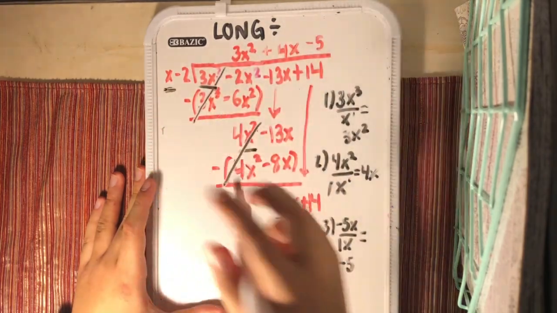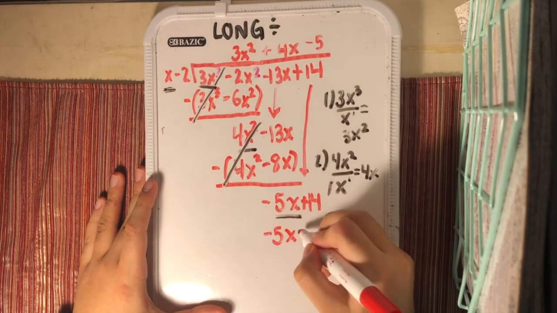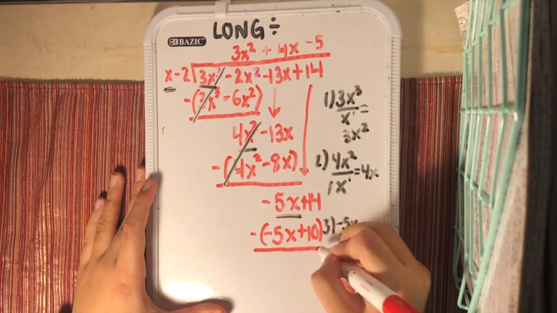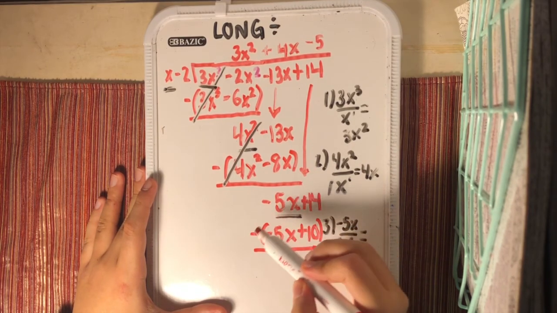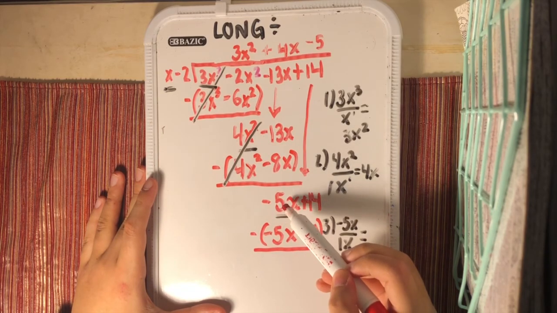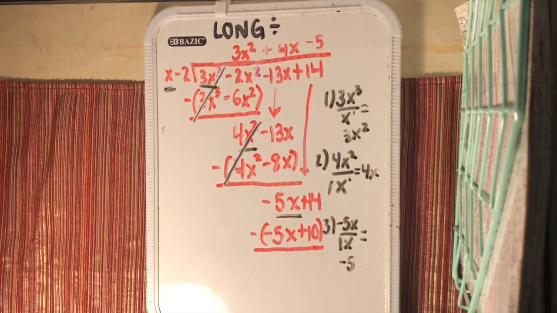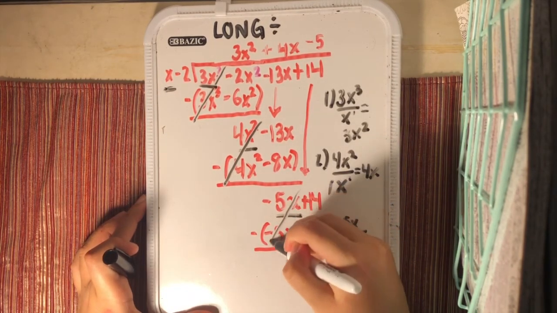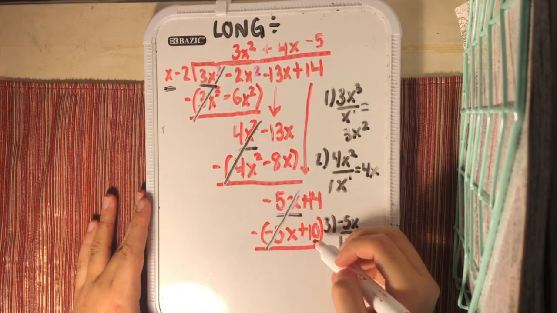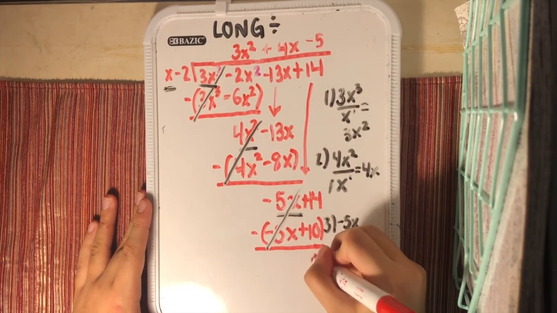So negative 5 times x is negative 5x, and negative 5 times negative 2 is positive 10. Parentheses and subtract. We have negative 5x minus negative 5x, which is the same as negative 5x plus 5x. Once again, that's going to cancel out. Negative 5 plus 5 is going to give us 0. And then we're left with 14 minus 10, right? This is a positive 10. So 14 minus 10 is 4.